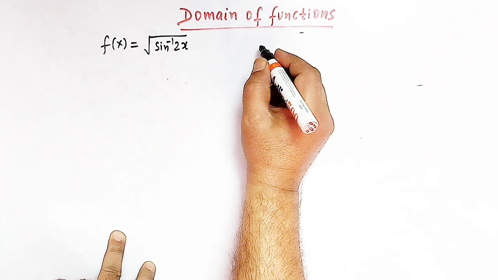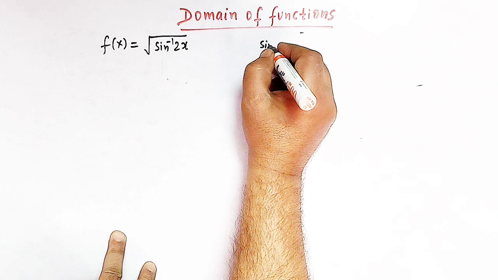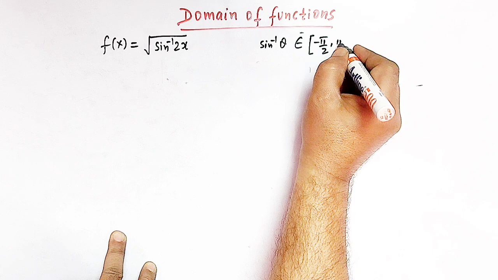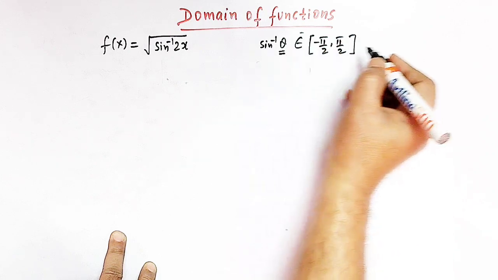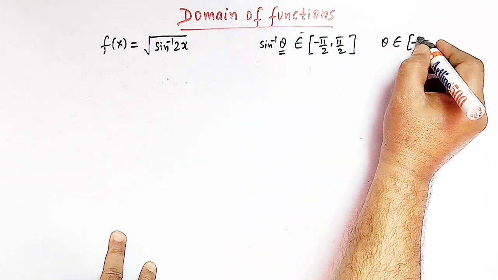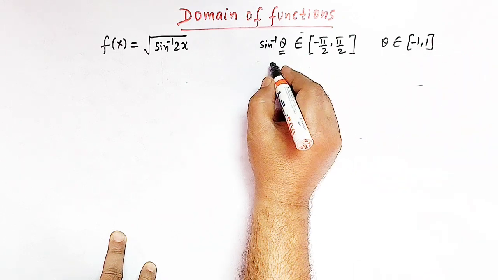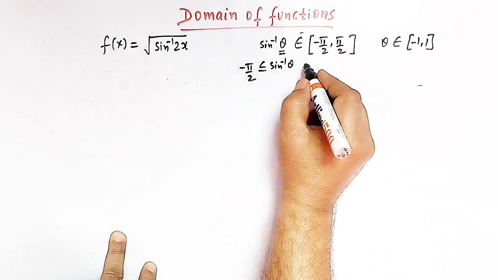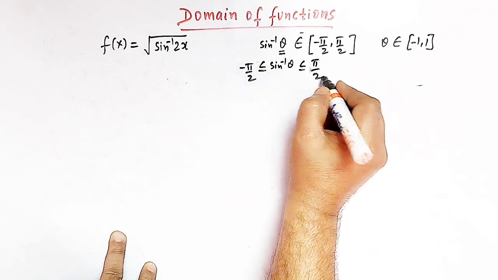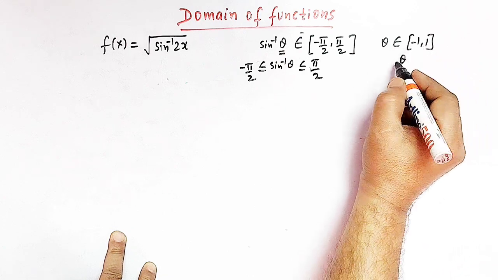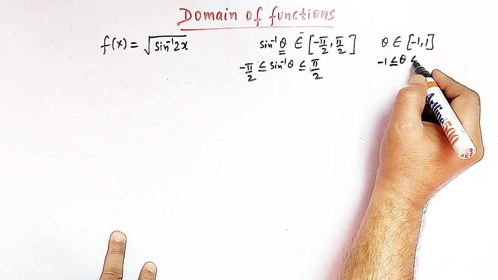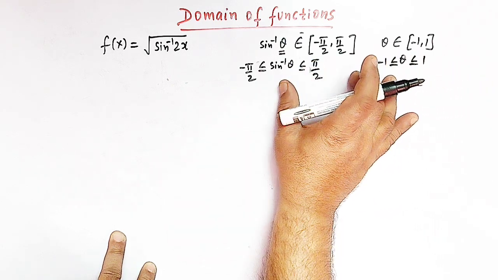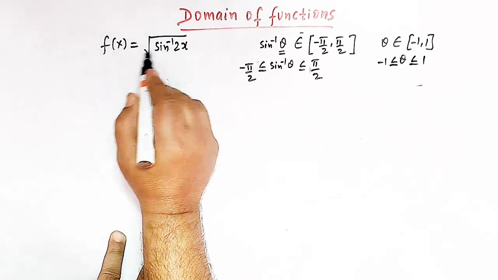So now from inverse trigonometric functions, we know that sine inverse theta has the range from minus pi by 2 to pi by 2, provided this theta belongs to minus 1 to 1. So here we have sine inverse theta greater than or equal to minus pi by 2, and here we have pi by 2, and here we can write theta greater than or equal to minus 1 but less than or equal to 1. So this concept we will use while finding out the domain of this function.